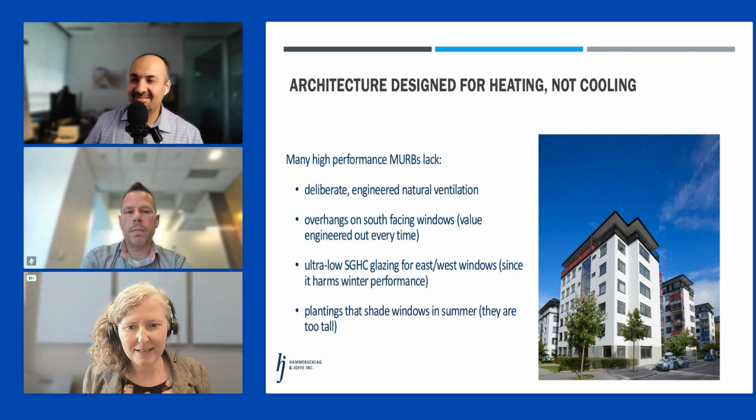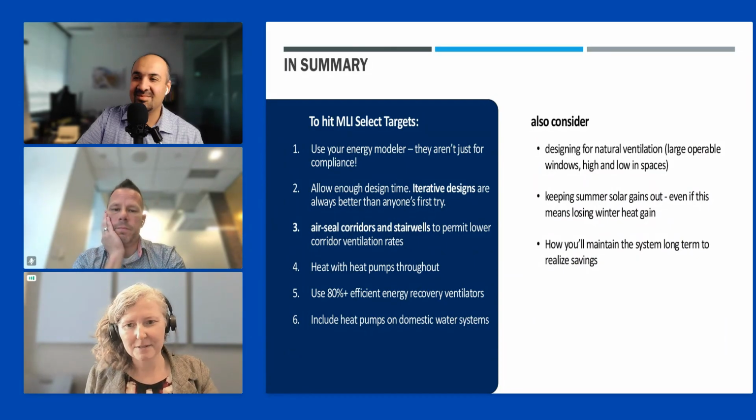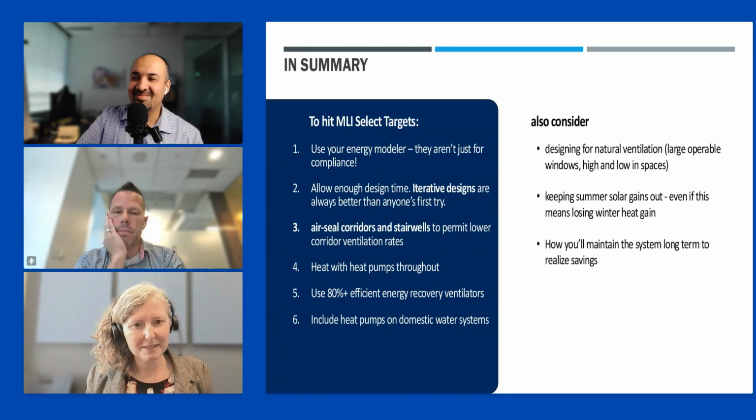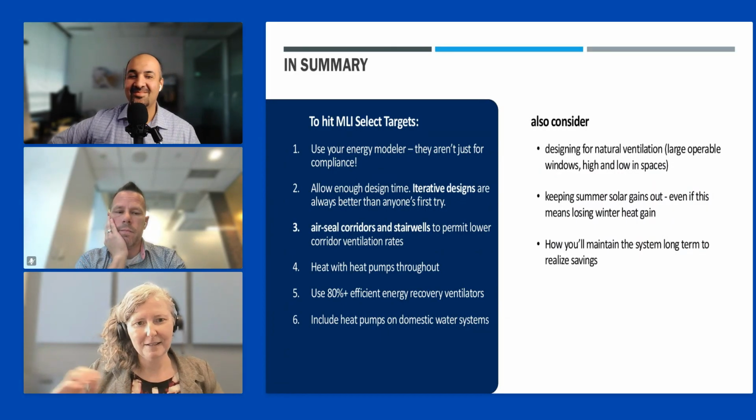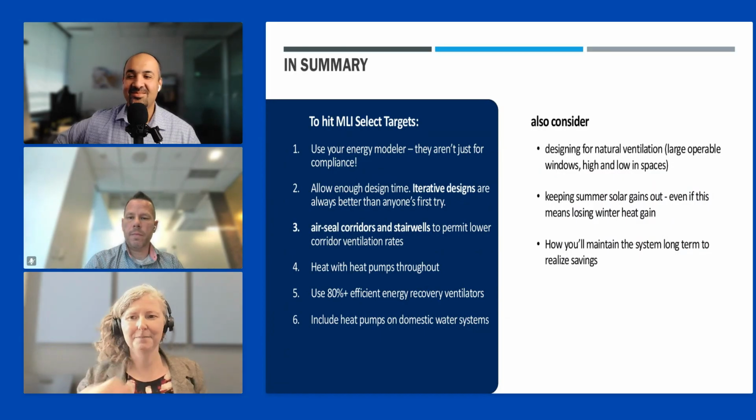All right, the last couple of slides here. In summary, to hit these targets, use your energy modeler, allow enough design time, air seal your corridors and your stairwells, heat with heat pumps throughout, use 80% efficient energy recovery ventilators, and consider your heat pumps on domestic hot water systems. And then please think about designing for natural ventilation, looking at those low and high openings, and keeping that solar heat gain out so that you have a building that's going to be safe in the summer as well as energy efficient all year round.